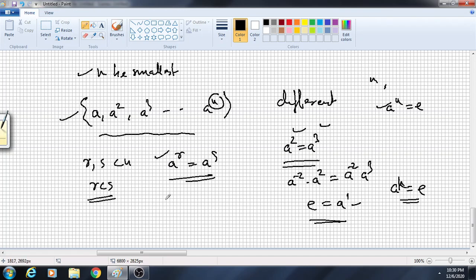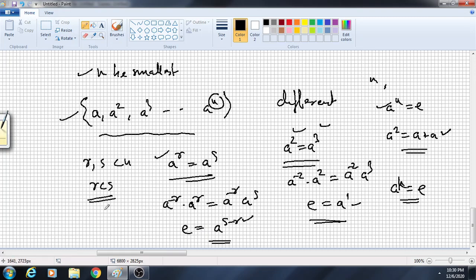So what will happen in this case? When you operate by the inverse of a raised to r, which is a raised to minus r, what will I get? This is equal to a raised to minus r into a raised to s. This is actually the identity, equal to a raised to s minus r. Multiplication means nothing but a squared is actually a star a. Already we have discussed this convention in the previous video. So we have got that a raised to s minus r is equal to e.